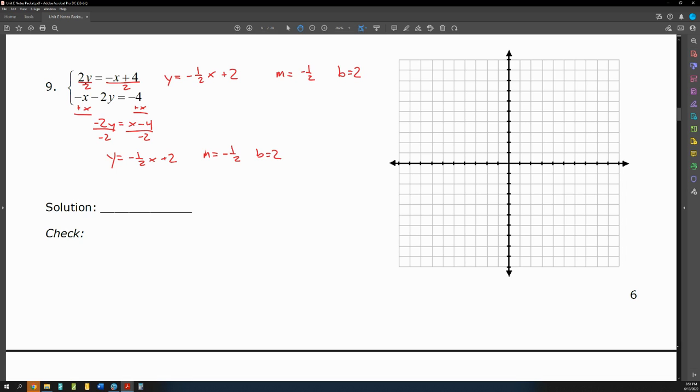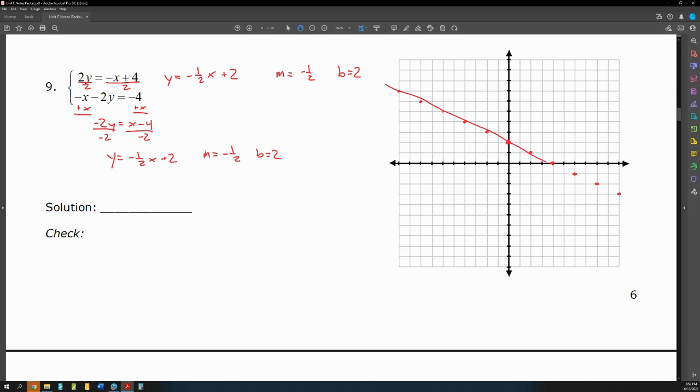So let's go ahead and graph the first line. Here we have a y-intercept of 2, so ordered pair coordinates of 0, 2. And our slope is -1/2, so we go down 1 and right 2. I'm going to go ahead and plot as many points as I can. You could also go up 1 and left 2 to get more points on the other side of the y-intercept. So let's go ahead and do that.